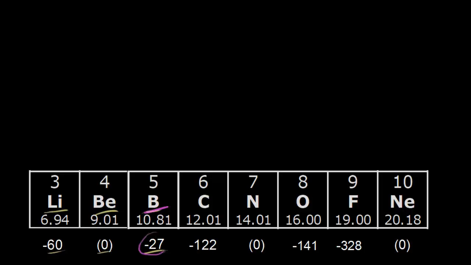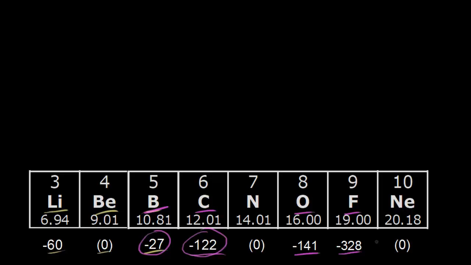So boron gives off 27 kilojoules per mole of energy when you add an electron to the neutral atom. When you move on to carbon here, more energy is released, right? 122 kilojoules per mole. And if I look at oxygen, 141 is given off, so an increase. And finally, fluorine, 328 is given off, so even more energy is given off. And remember, the more energy is given off, the more of an attraction the nucleus has for the electron, so therefore the more affinity the atom has for the electron.